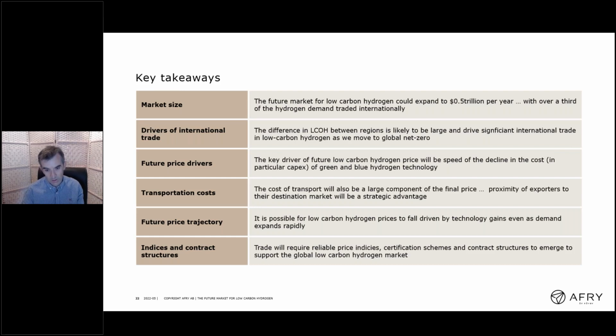So with the growth in international trade that we're seeing from the model, we're going to need to think a lot more and do a lot more work on actual commercial structures of projects. And I also mentioned certification as well in there as a key component.